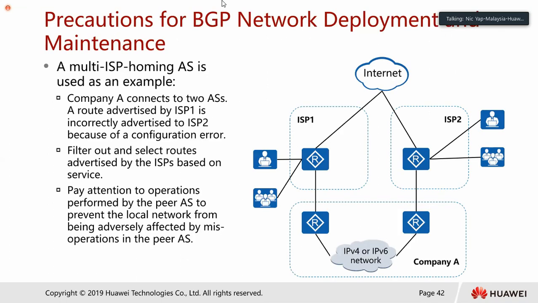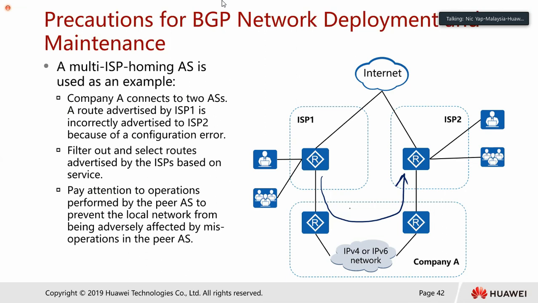And that is some of the precaution for BGP network deployment and maintenance. Under the multi-homed AS used in these examples, company A connects to two ASes. A route advertised by ISP1 is incorrectly advertised to ISP2 because of a misconfiguration error. So it means that it can easily happen that I receive this and you send it back to ISP2. Okay. Filter out the selected routes advertised by the ISP based on the services. And pay attention to operating performance by the peer AS to prevent the local network from being adversely affected by a misoperation in the peer AS.